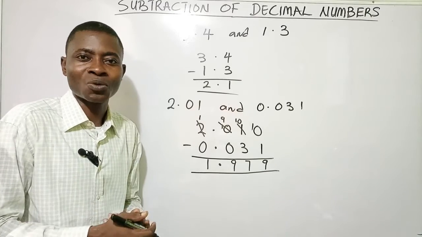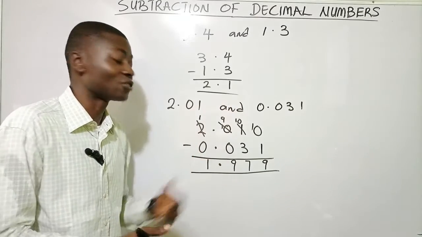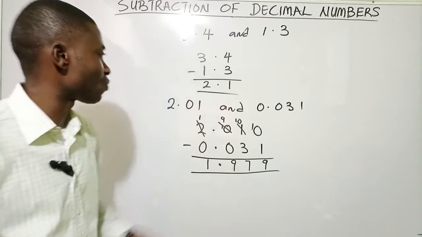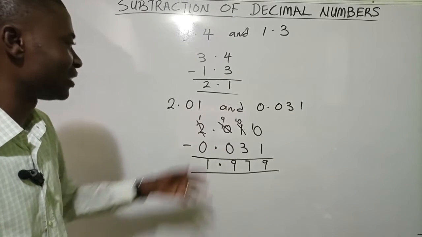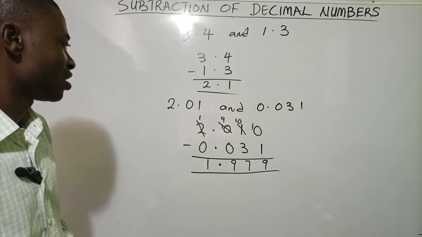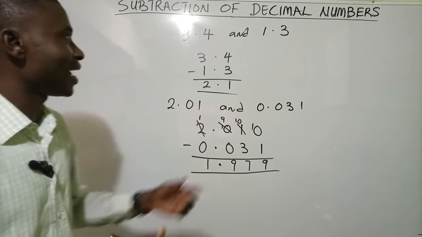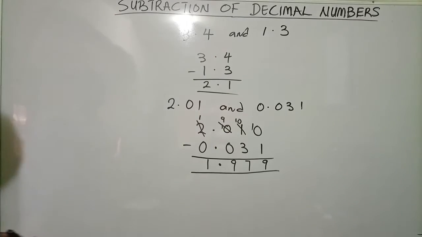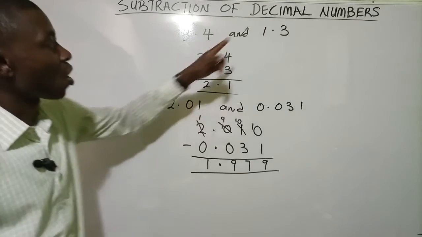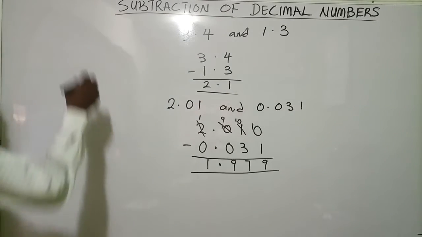So it should be like kind of a story. Try to explain it to someone else, solve questions related to this, pick up a textbook and answer questions on this. You will agree with me that this is actually very, very simple. Again, let's see if we can quickly take one more example on how we can carry out subtraction of decimal numbers. For instance, we have something like this.